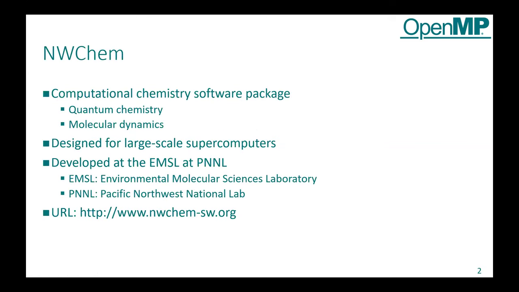All right, so NWChem, if you don't know it, is a computational chemistry software package for quantum chemistry and molecular dynamics. And the cool thing about NWChem is you can actually switch back and forth between the two, and you can do quantum chemistry together with molecular dynamics in that way. It is designed for large-scale supercomputers. I think they ran it on pretty much every supercomputer on this planet, and were able to use pretty much the full machine. It's developed at Pacific Northwest National Lab at the Environmental Molecular Sciences Laboratory. If you're interested, I think the URL by now is outdated, so look for it. They now have a GitHub hosted webpage, I think.